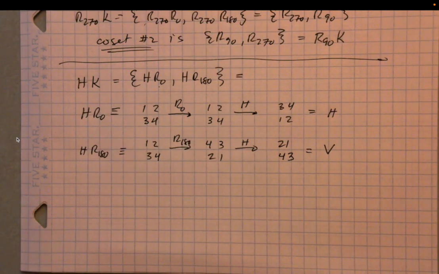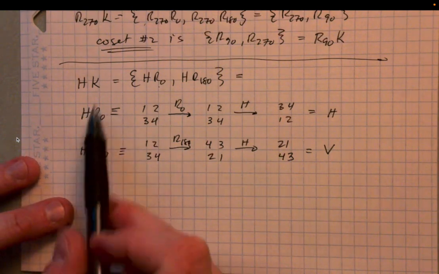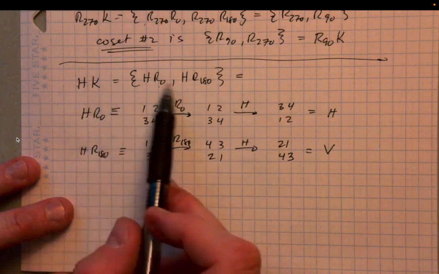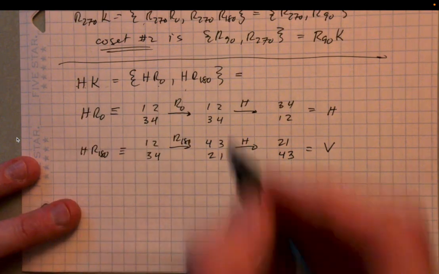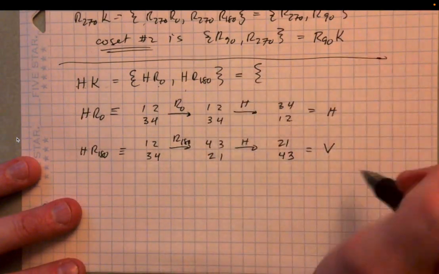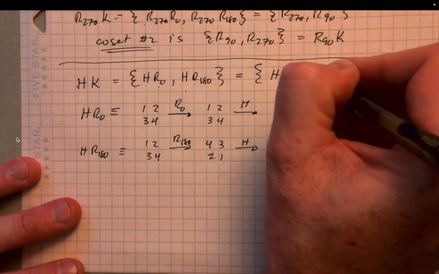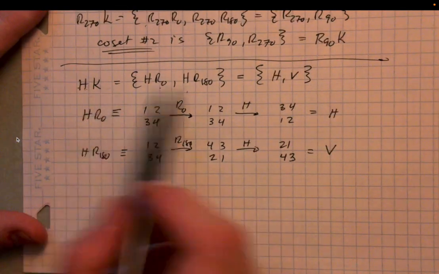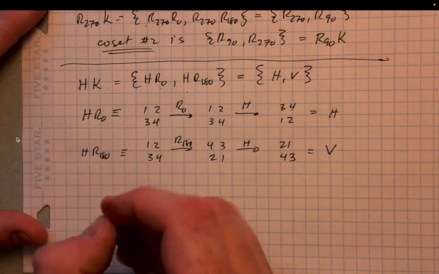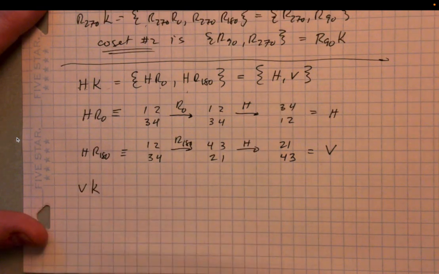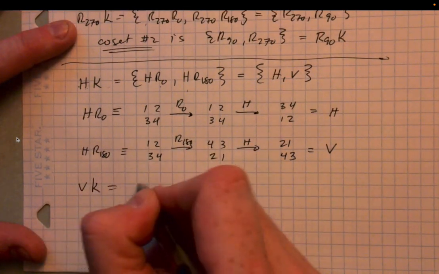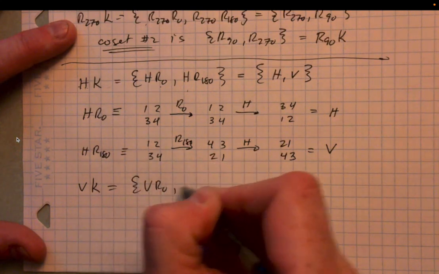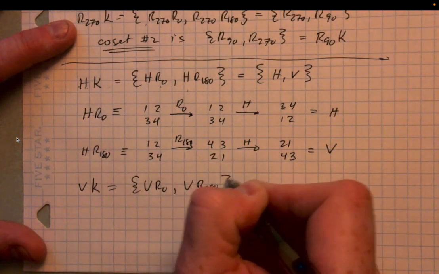Okay. Right, so these are the two elements of HK. And so that tells me that this is going to be H and V. Okay, let's look at V. I have a feeling that V is going to work here as well. Right, so let's look at VK. So VK is going to be VR0 and VR180.